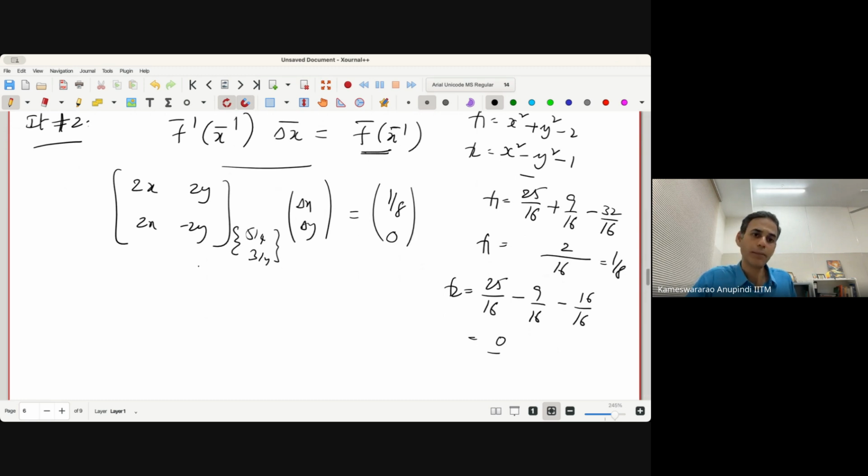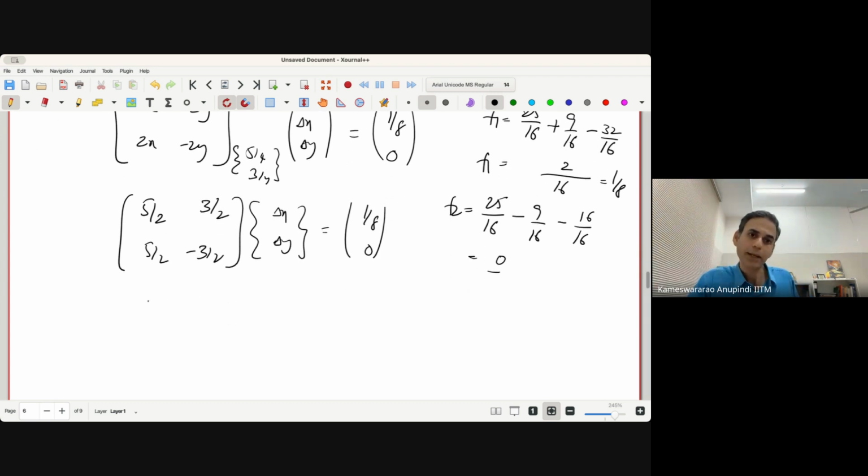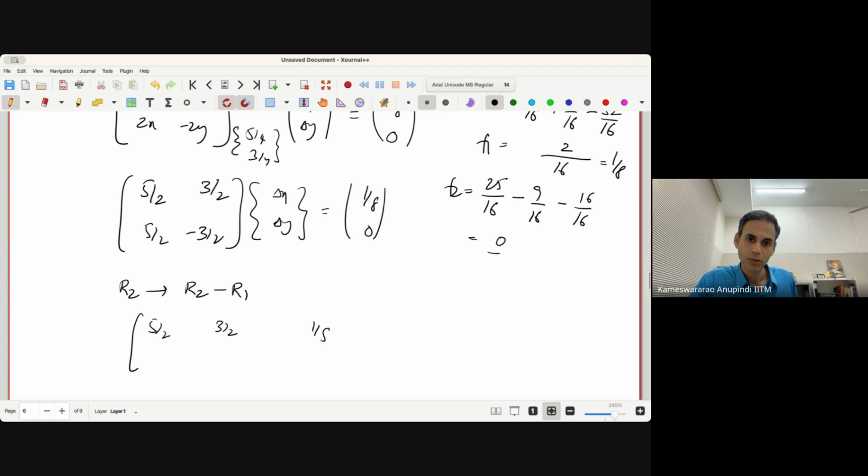Okay. So now, of course, I have to substitute for x and y in the left hand side. So this is going to give me 2 times 5 by 4, that is 5 by 2, and then 2 times 3 by 4, that is 3 by 2. Then this is going to be [5 by 2, minus 3 by 2] times [delta x, delta y] equals [1 by 8, 0]. Okay, so that's what we have. Then again, I have to apply Gaussian elimination. That's going to be R2 goes to R2 minus R1, just like before. So this is going to be 5 by 2, 3 by 2, 1 by 8.